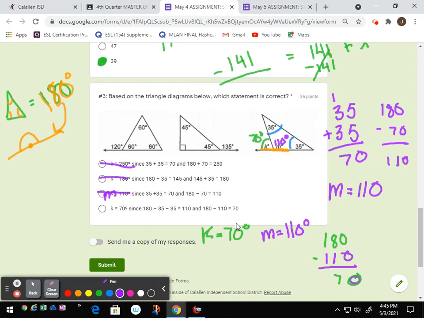Then it says K is equal to 70 since 180 minus 35 minus 35. So we added these two and then subtracted. So this is 180 minus 70 technically, which is equal to 110. That's what we got for M. And 180 minus 110 is equal to 70, and that's what we got. So D is our answer for number 3.